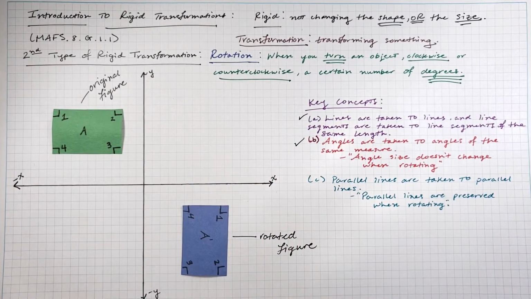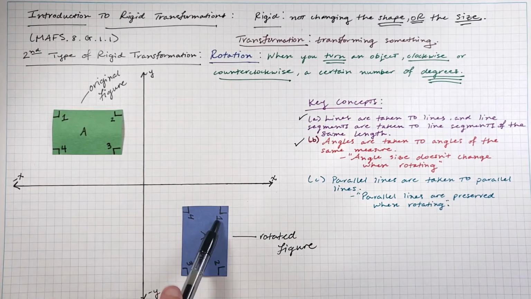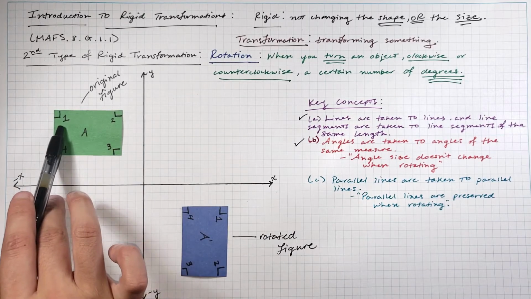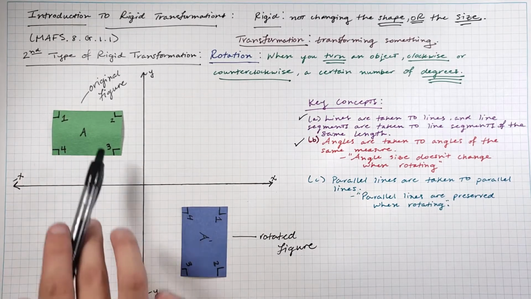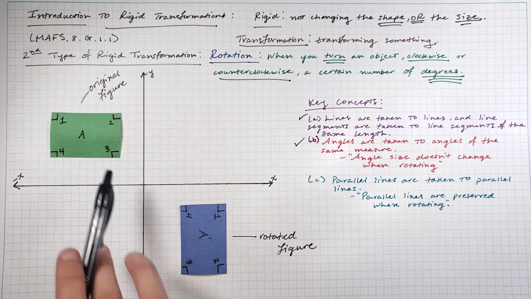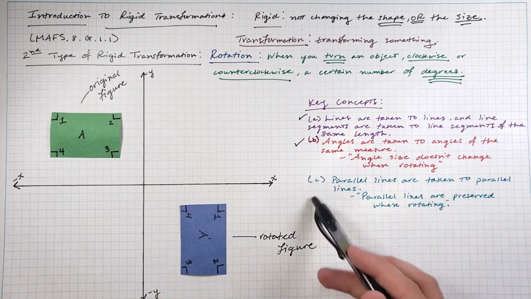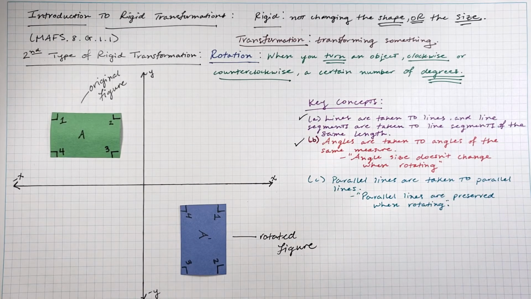Now we can look at the angles also. Angle 1 stayed angle 1. Angle 1 was a right angle here, and it's still a right angle here. Angle 2 was a right angle, and it was still a right angle, even though we rotated it. 3 is still 3. 4 is still the same measure as 4. So that's what it means: angle size doesn't change when rotating. Just like angle size didn't change when translating, angle size doesn't change when rotating.